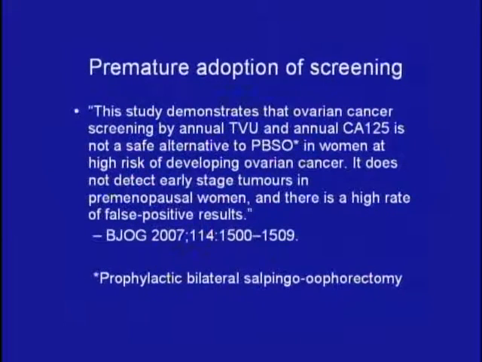Well, what does the evidence that is available to us say? In the British Journal of Obstetrics and Gynaecology, they did a study and their conclusion was that ovarian cancer screening using annual transvaginal ultrasonography and annual CA-125 is not a safe alternative to prophylactic surgery in women at high risk of developing ovarian cancer. It does not detect early stage tumors in premenopausal women, and there is a high rate of false positive results.